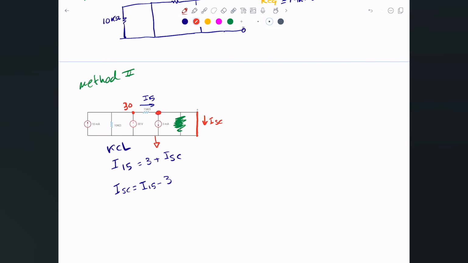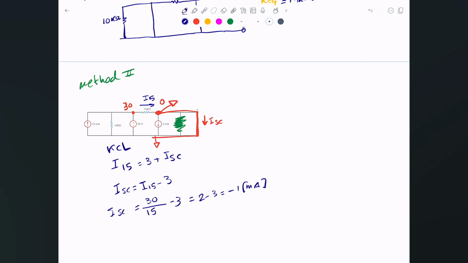What about this voltage in here? Well, it is the same point. This is also the reference. There's no difference because of this wire, so this happens to be 0 volt. So frankly speaking, yes, I do know what the I15 is. That I15 is simply 30 volts divided by 15 kilo ohm, minus 3, that will be the I short circuit. That becomes 2 minus 3, that's negative 1 milliamp.